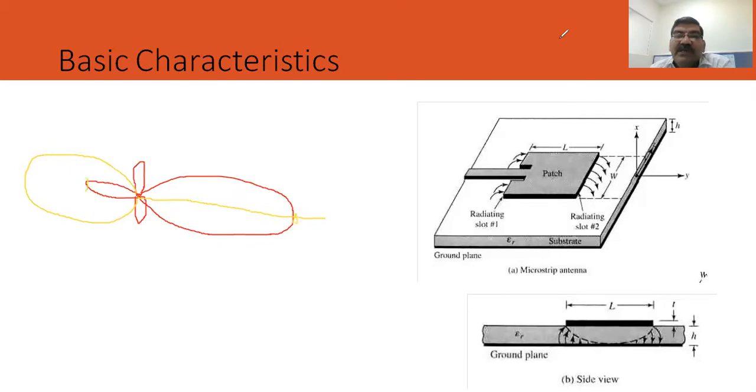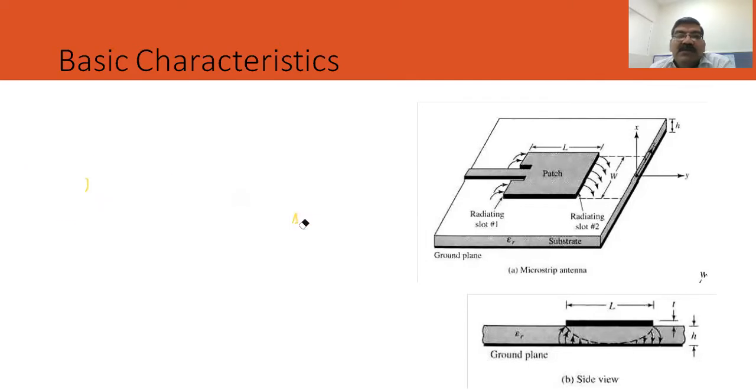Is it okay, Akash? Okay. Anything else? Any question? So this is front to back ratio. Okay. So this way it is taken.